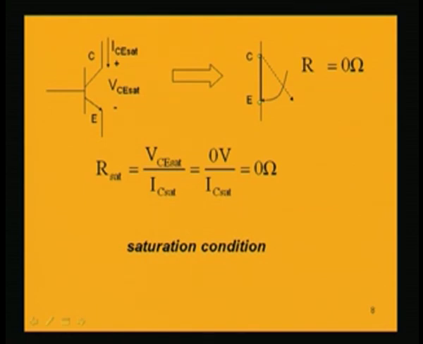So, if the resistance is 0 ohm, that means it is like a short, and this is the action of a switch. A switch is on, meaning the current flows without any resistance. It is as if the collector to emitter part is being closed by a switch, which happens under saturation. So, this is the saturation condition, that is why we can say that this is working as a switch which is on.